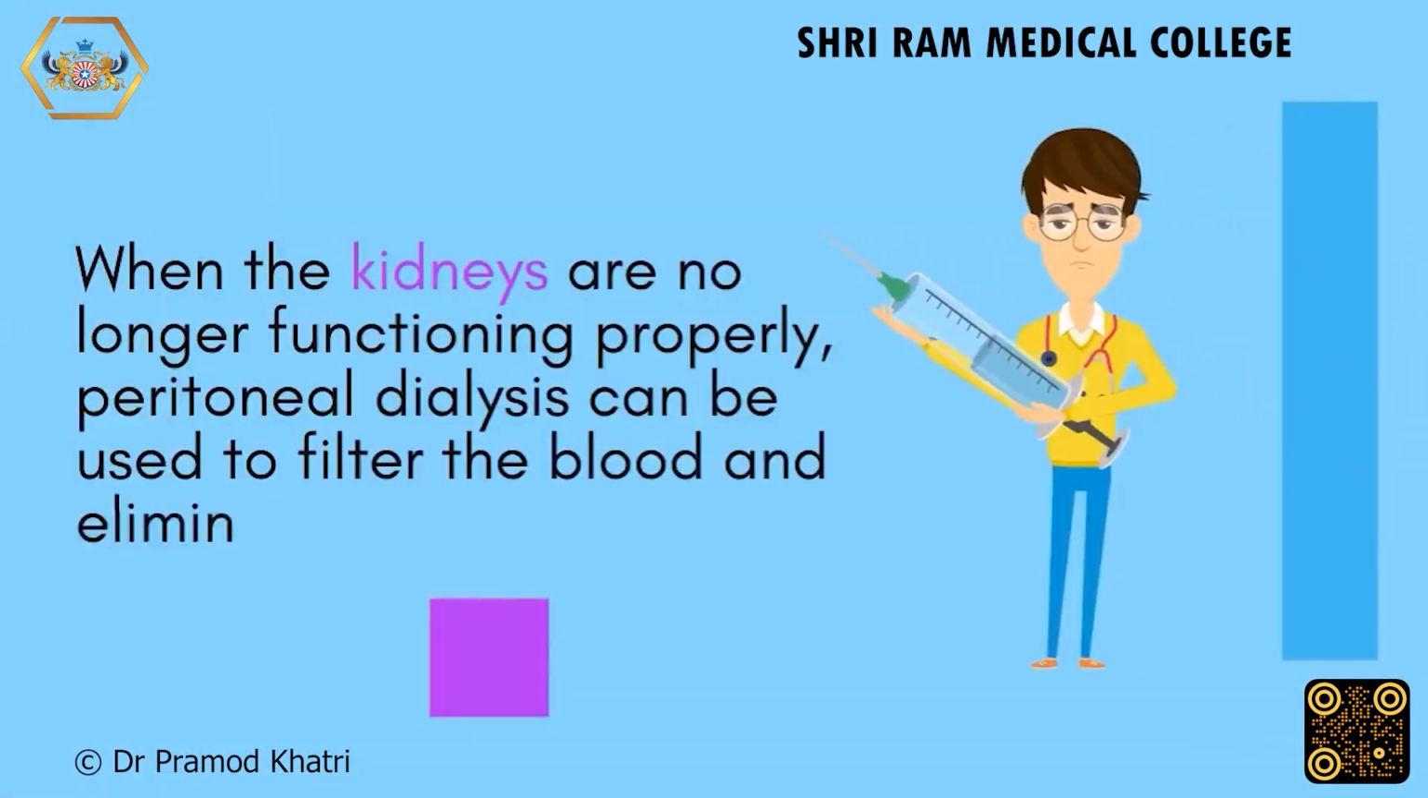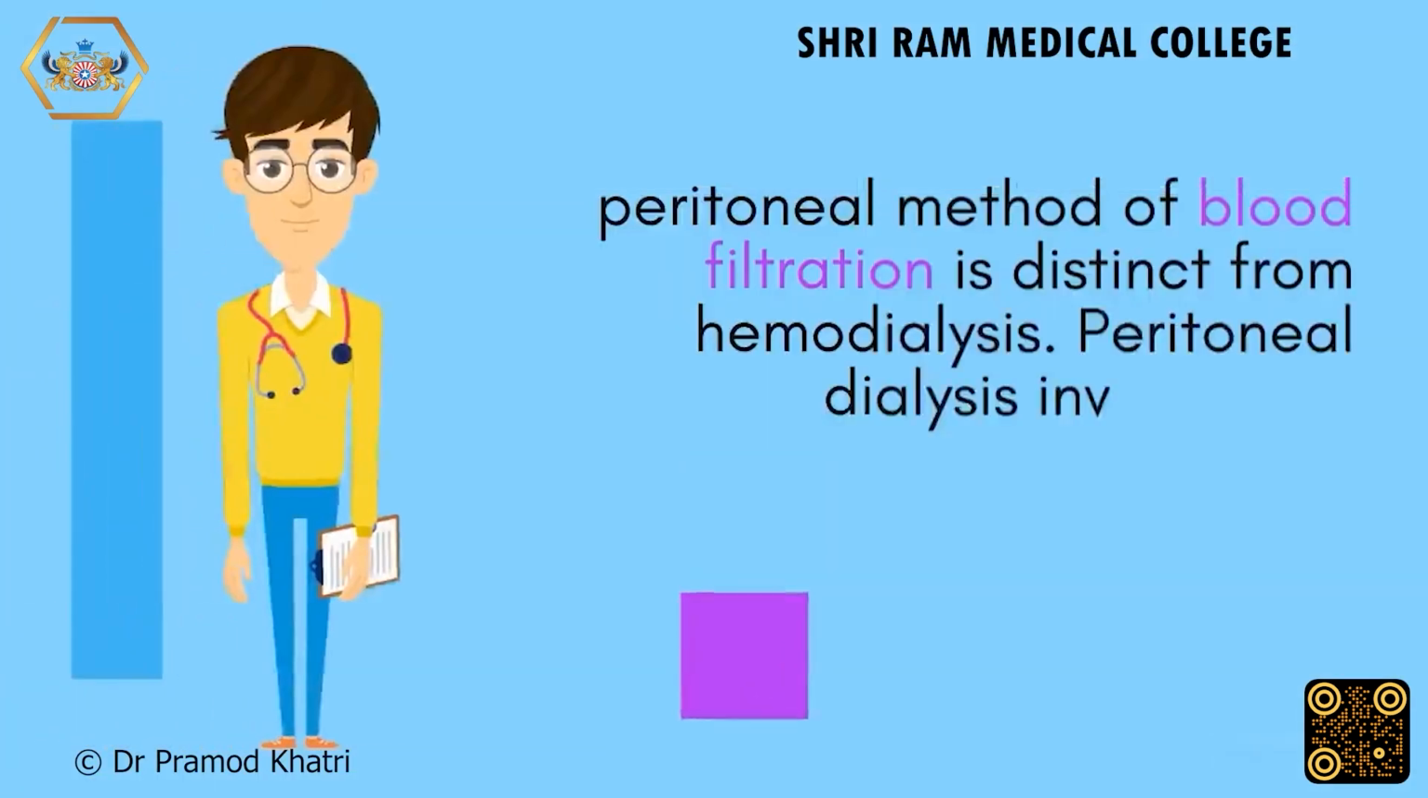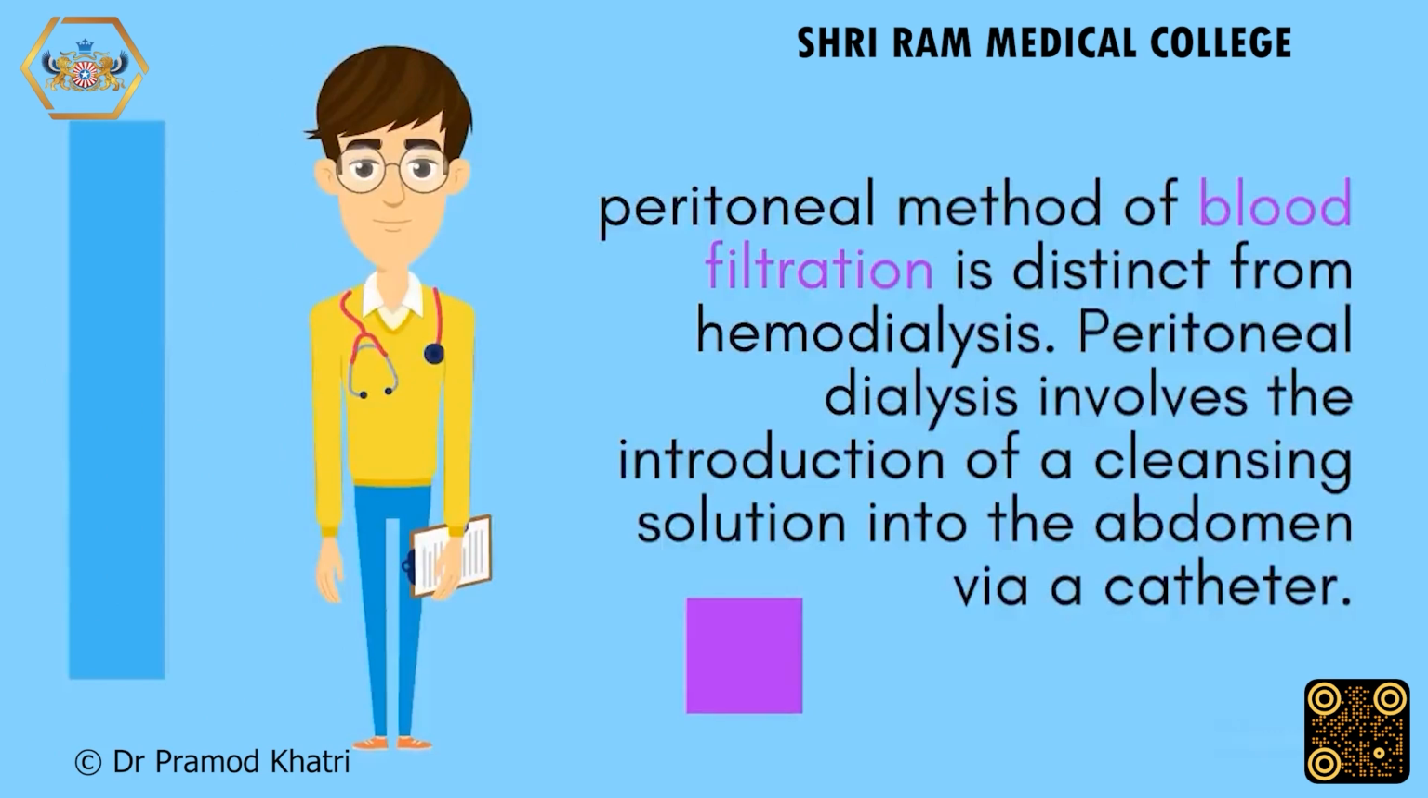When the kidneys are no longer functioning properly, peritoneal dialysis can be used to filter the blood and eliminate waste materials. The peritoneal method of blood filtration is distinct from hemodialysis. Peritoneal dialysis involves the introduction of a cleansing solution into the abdomen via a catheter.